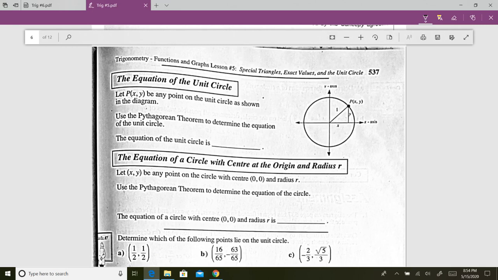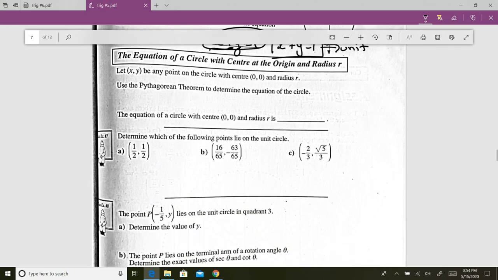Okay, equation of the unit circle. Really, it's the equation of any circle. Equation of any circle, I'm just going to give it to you, is x squared plus y squared is equal to r squared. Okay? If it's the unit circle, the radius is 1, so it becomes x squared plus y squared is equal to 1. Right? This is any circle. This is the unit circle because it has a radius of 1.